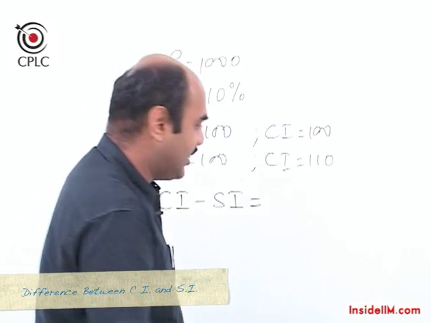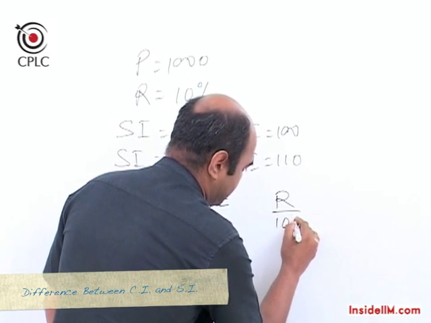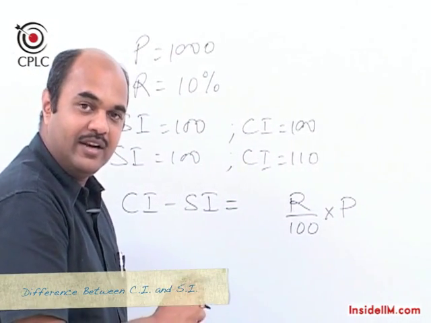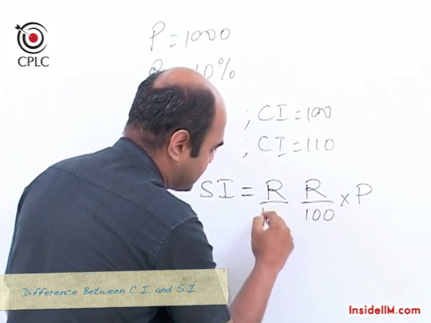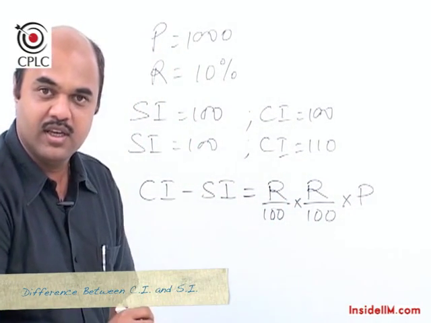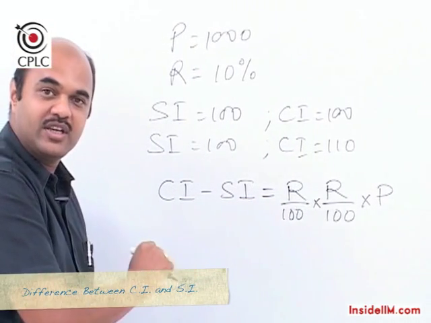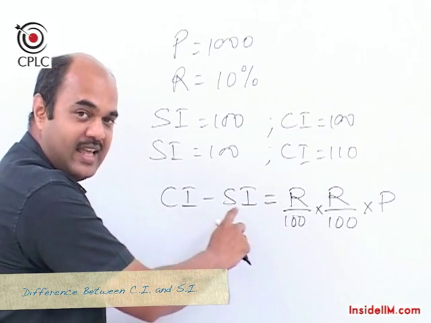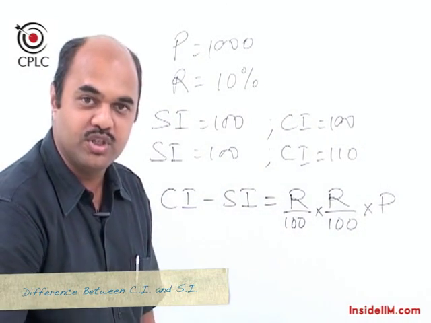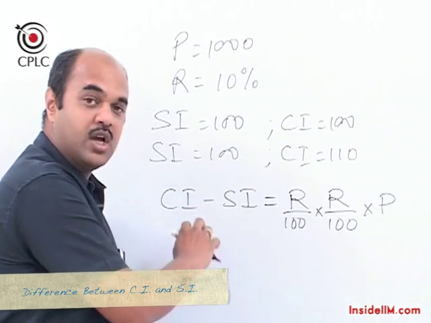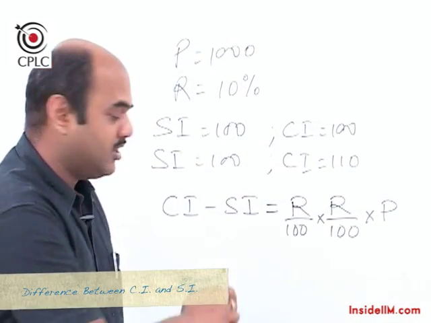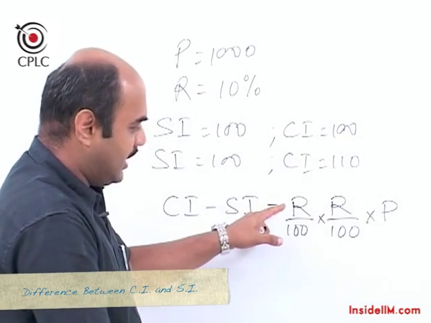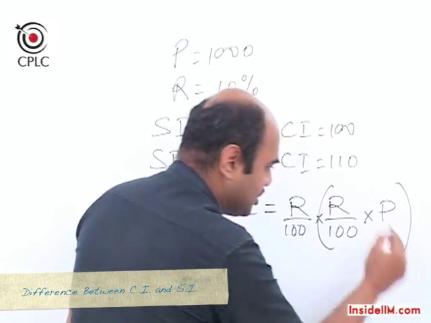Now how do we calculate the first year's interest? It is simply R% of the principal. And if we want to find an interest on this, we will again consider R% of this, and hence this can be used as a very simple formula. Wherever you have difference between compound interest and simple interest in the first 2 years, mind you, this formula can be used only when you are looking at the difference between CI and SI in the first 2 years, and this formula is interest on the first year's interest.